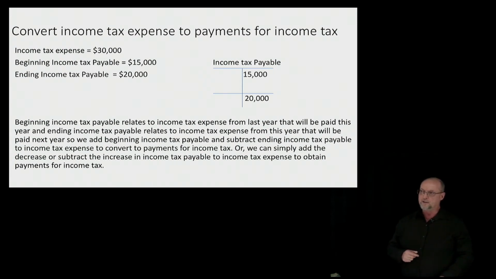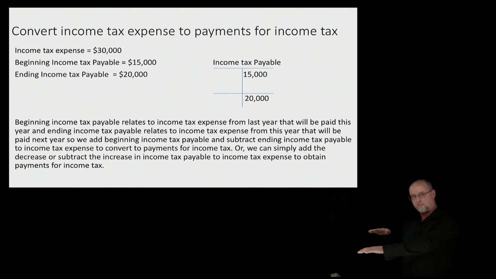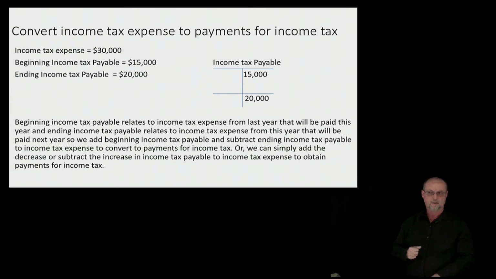Income tax for the year, $30,000. Beginning income tax payable, $15,000. Ending income tax payable, $20,000. Beginning balance was last year's ending balance. Last year we debited income tax expense, credit income tax payable. It'll get dispersed this year. Ending balance: debit income tax expense, credit income tax payable, right?